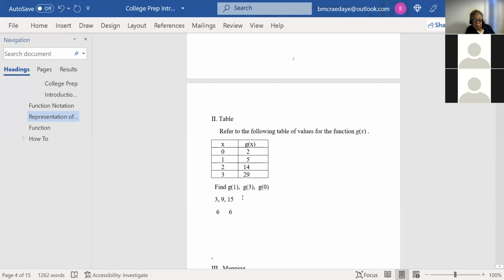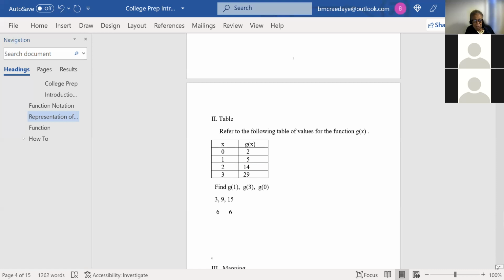Now, let's see. This is this. So the difference here would actually be what? 21. 21 minus 15 is 6. So the difference there would be 21, but we still don't know the equation, we just know it's a quadratic. All right. So tables are another way of representing functions.